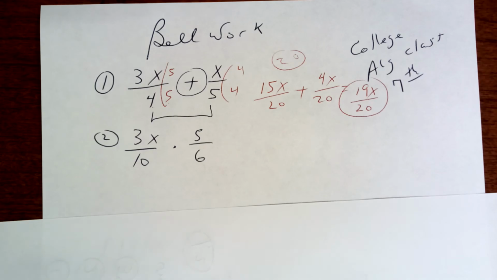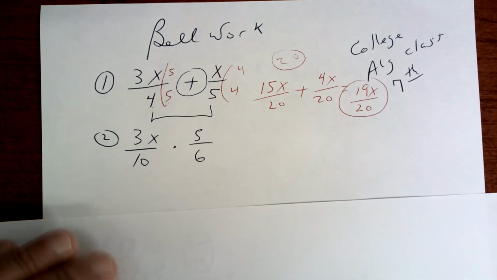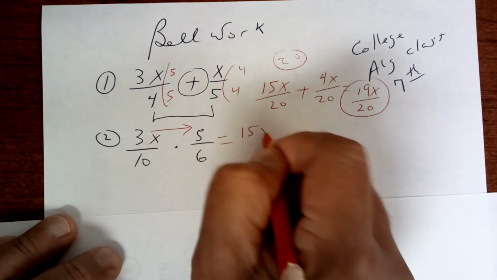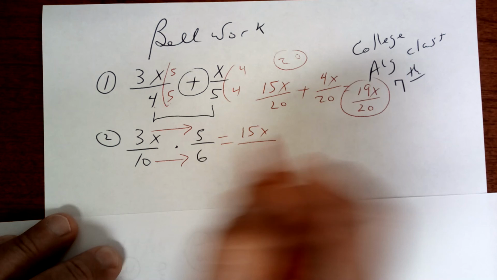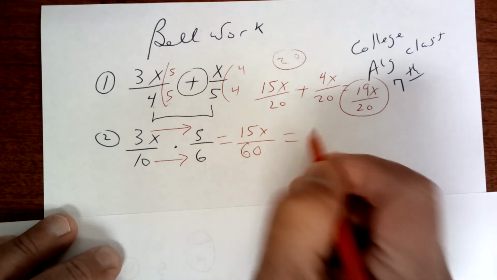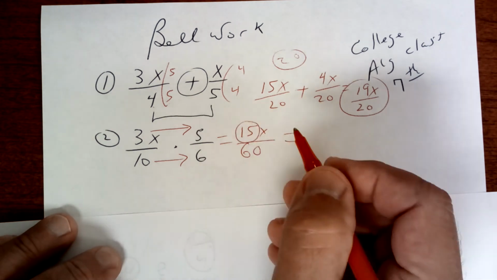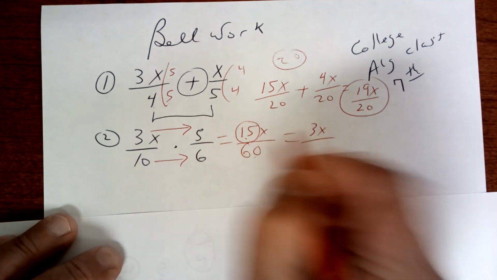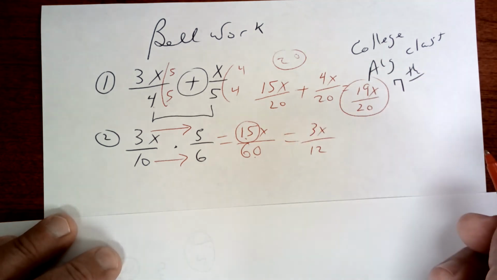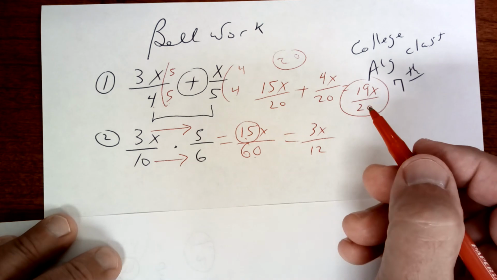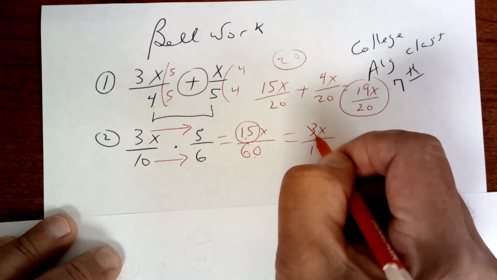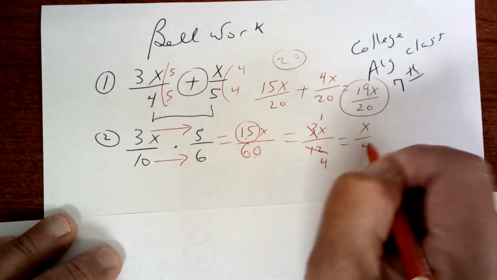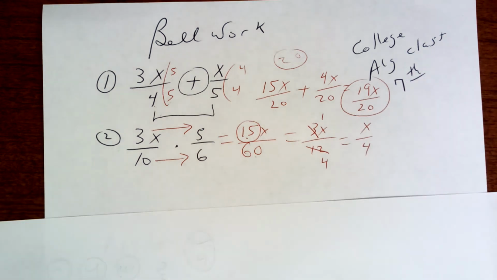Okay, make sure you can do that. When you multiply straight across, 3 times 5 is going to be 15x, and that's going to be 60. And then you can reduce by 5. 5 goes into 15 3 times, and 5 goes into that, I think, 12 times. Looks like you could go again. 3 goes into 3 once, 3 goes into this 4, so I'm going to say x over 4. Make sure you understand how to reduce.